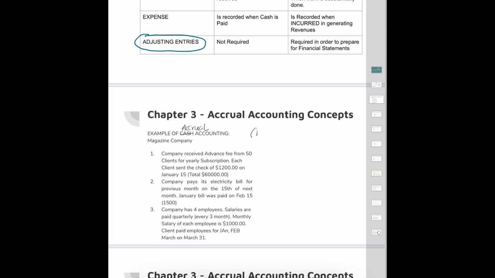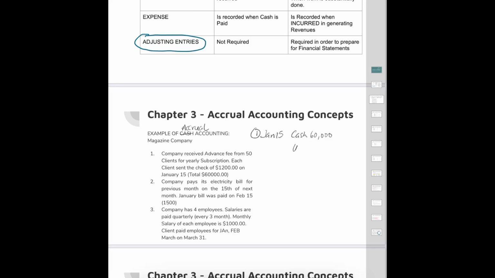So the company received, again the first one is on January 15, they received cash, they will record cash. Okay, 60,000. But now they will not recognize the whole revenue. They will put that in the liabilities because they haven't served the clients yet. So it's a liability on the company.